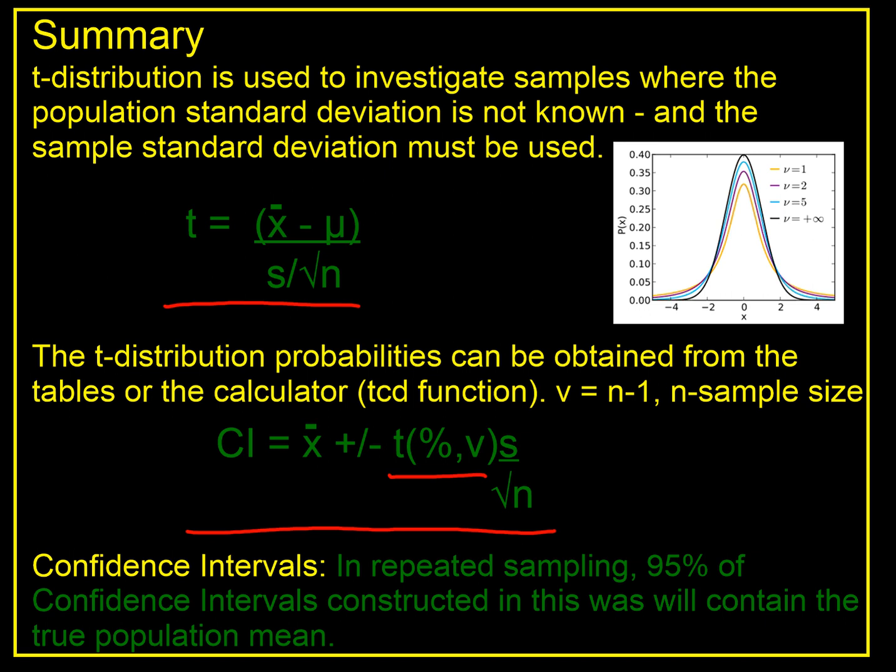And if you're asked to define, explain what a confidence interval means, then we've got this wording down the bottom. In repeated sampling, 95% of confidence intervals constructed in this way will contain the true population mean.